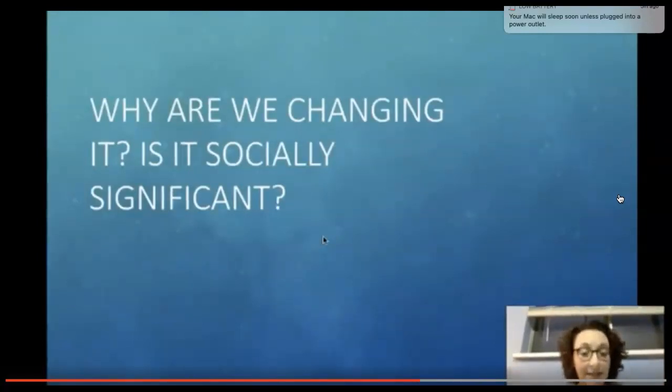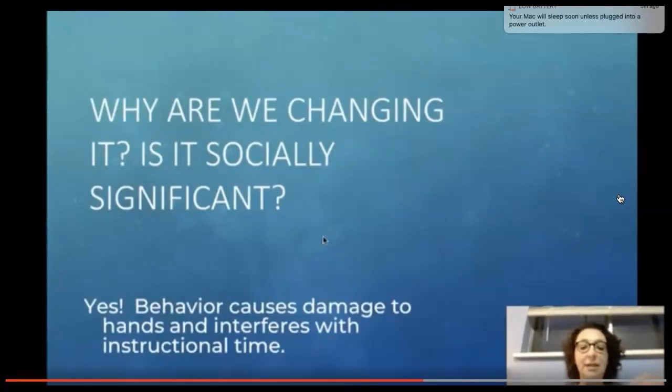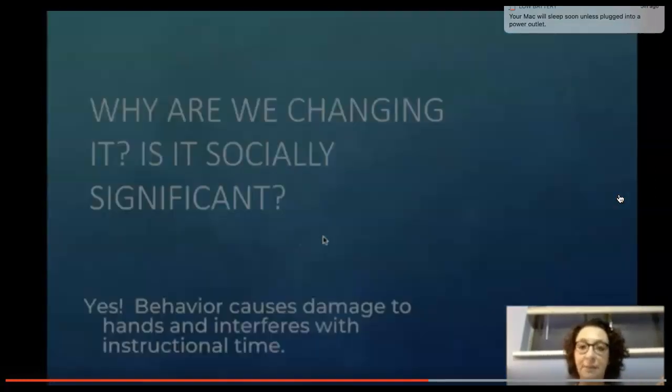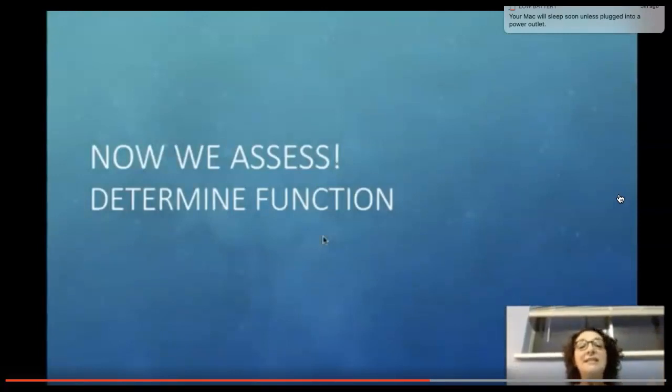So is that socially significant? Do we need to change it? Yes, absolutely, because the behavior was causing damage to himself, and it was interfering with instructional time. So absolutely, it was socially significant. So now we had to assess. We needed to determine that function. So behavior data was collected in his classroom. The district specialist came out and observed him multiple times within his classroom, and I think with a few service providers, and she collected that ABC data.